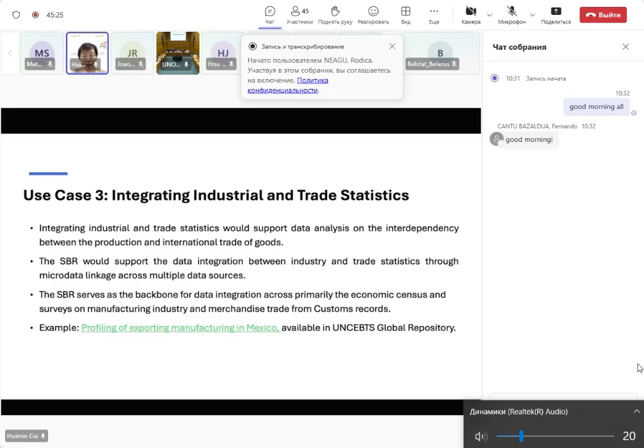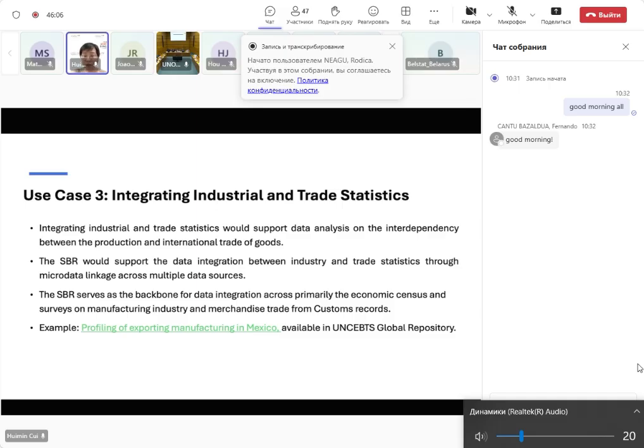The third use case is the potential to integrate industrial data with other statistics, in particular trade statistics. Integrating industrial and trade statistics will support data analysis on the interdependency between the production and the trade of goods. SBR could support the data integration between the two statistical domains by providing data infrastructure to support microdata linkages across data sources. For example, SBR can serve as a backbone for data integration across surveys of manufacturing sectors as well as merchandise trade from the administrative data sources.